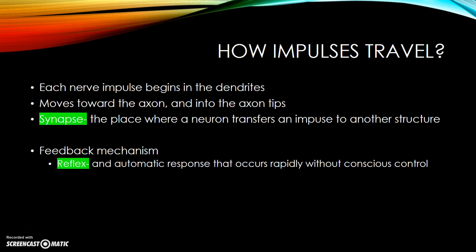And one of the classic feedback mechanisms is a reflex. And that is an automatic response that occurs rapidly without conscious control. This is different from a response. So what we did in the lab was not really a reflex, it was a reaction. Reflex is things you can't control. So when the doctor hits your knee with the hammer and you kick your foot, and you actually have one on your bicep and your tricep as well, that's a reflex, not a reaction.